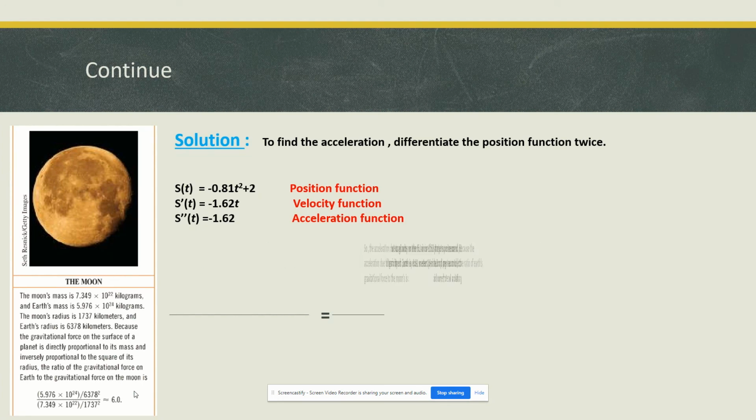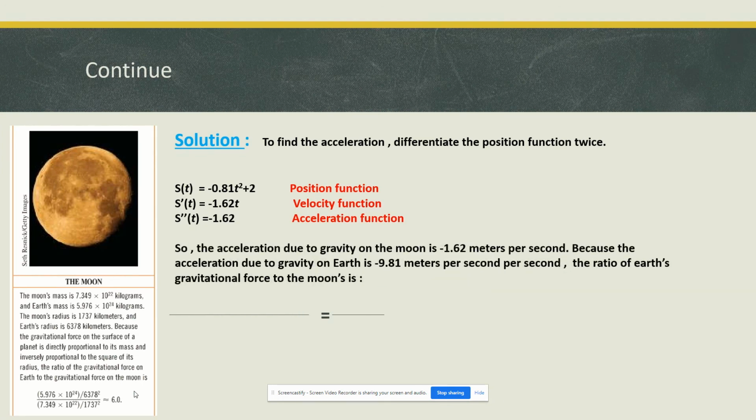And so the acceleration due to gravity on the moon is -1.62, as we got it before, as you can see in the acceleration function. So it is -1.62 meters per second squared.